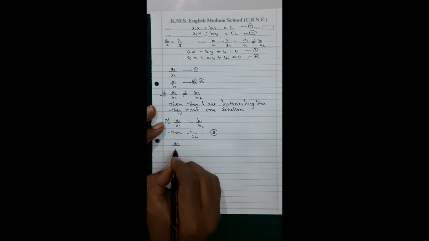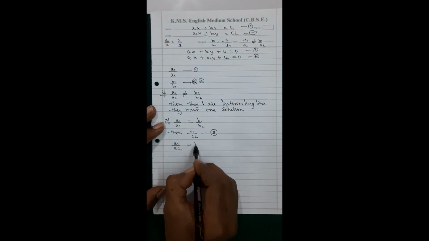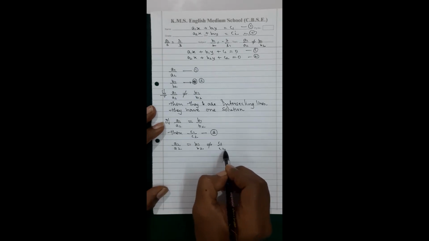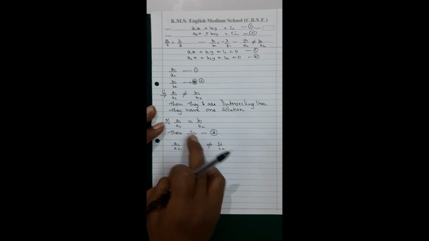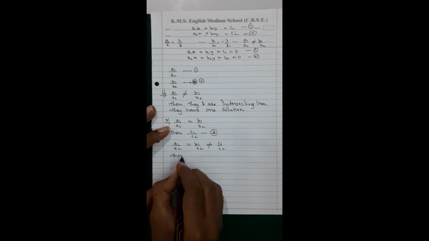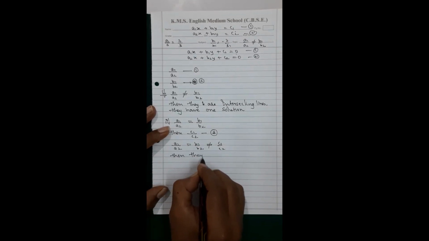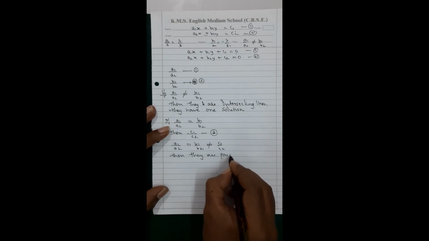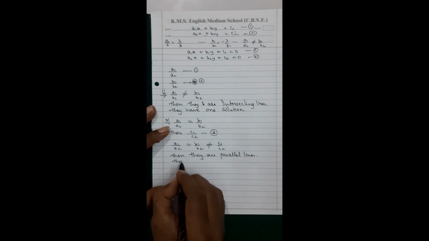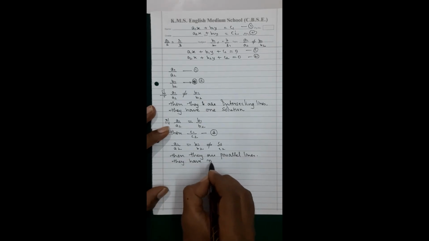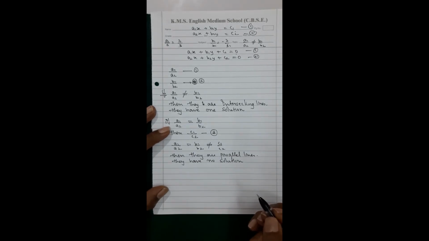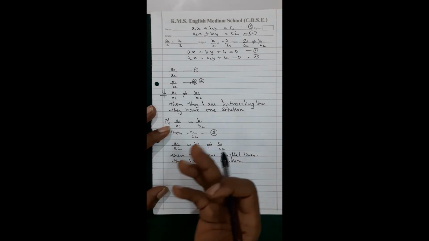And definitely what will happen, again two conditions: a1 upon a2 is equal to b1 upon b2, definite, but it is not equal to c1 upon c2. Means c1 upon c2 is a totally different ratio. It is not equal to this. If this is the case, then they are parallel lines. They have no solution. Okay? They don't have any solution because they are parallel lines.